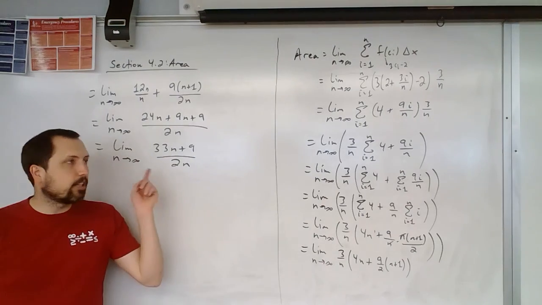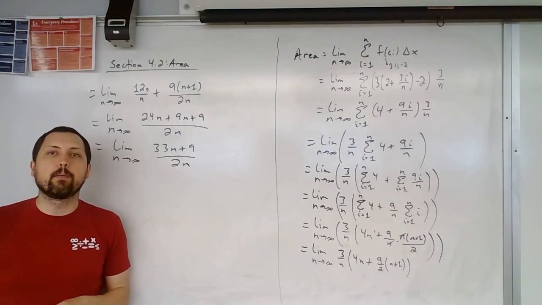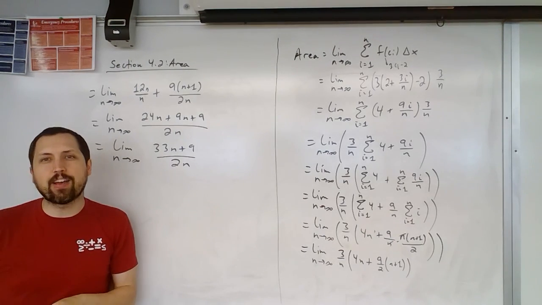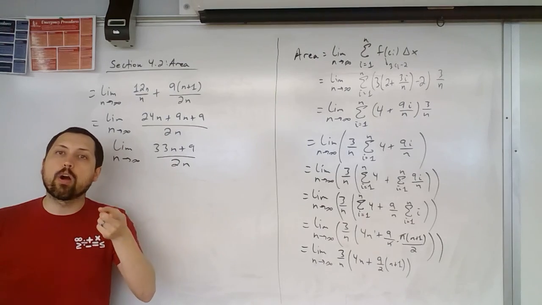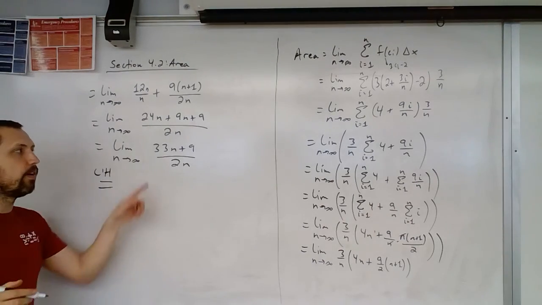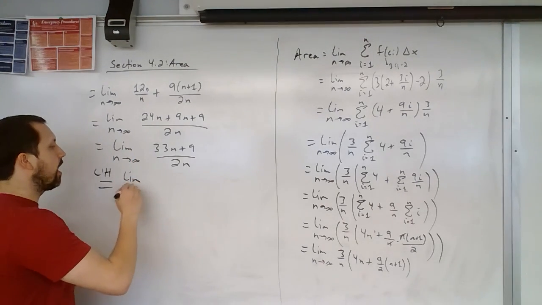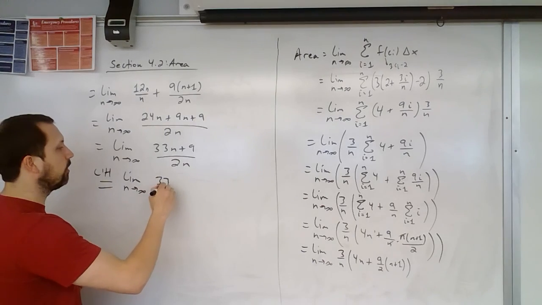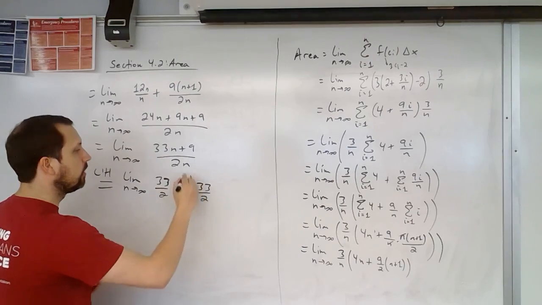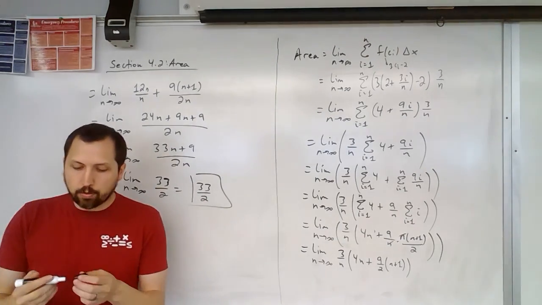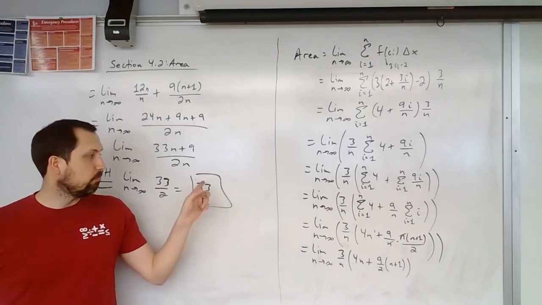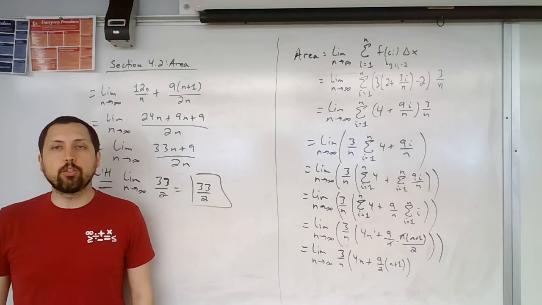Now we take this limit as n goes to infinity, we get infinity over infinity. That is an indeterminate form. What can we do? Well, you could divide by the highest power of n from the denominator. Or we use L'Hopital's rule. So let's use L'Hopital's rule because we know that. Take the derivative of the top and the bottom. So I have the limit as n tends to infinity of 33 over 2, which is our final answer, 33 over 2. So this is the area of that shape that we found. Exact area is 33 over 2.